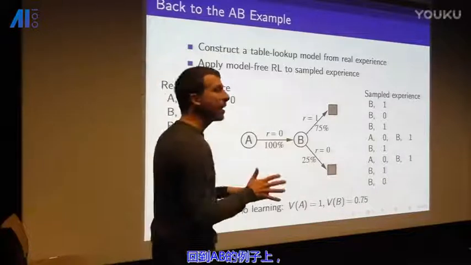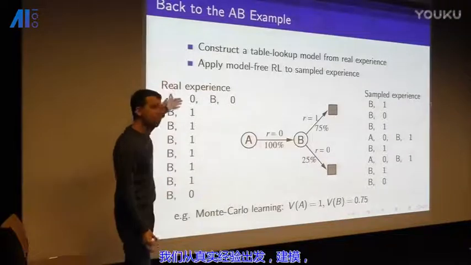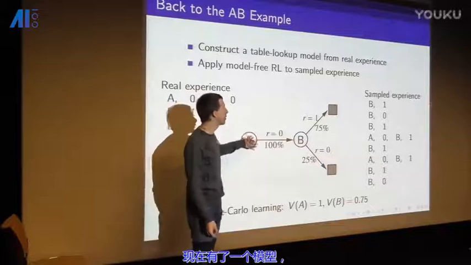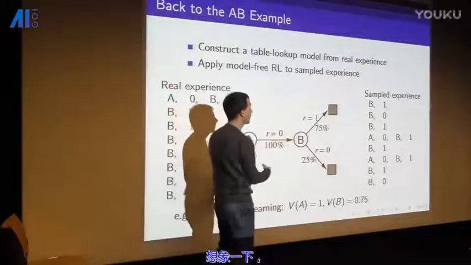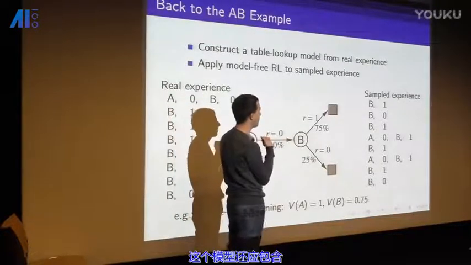So let's go back to our AB example. What would it look like here? We started off with this real experience. We generated a model. And now we've got this model, we can use it to sample experience. So let's imagine now that we could sample what happens. We could sample some trajectories from this.